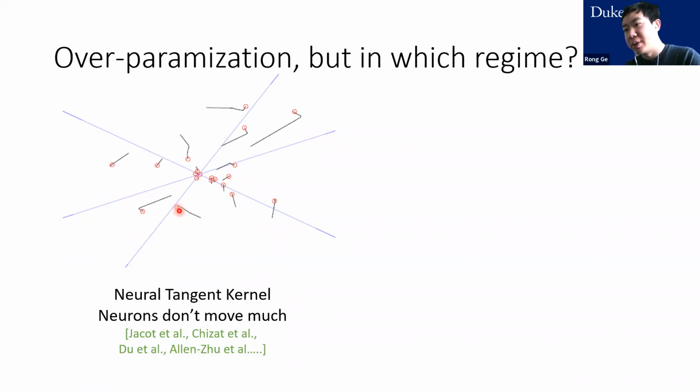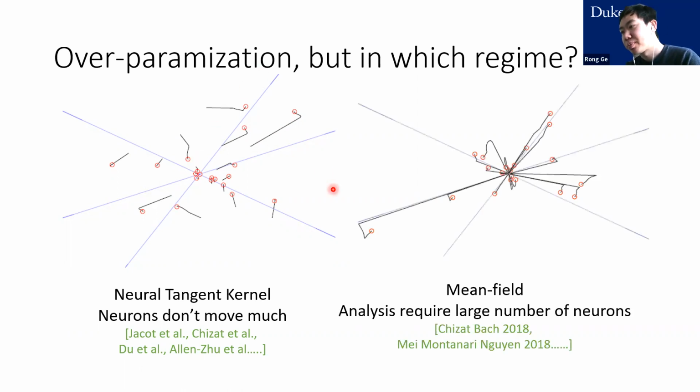these red circles are neurons in the neural tangent kernel regime. We are not in the limit, so they still move a little bit. And the lines are the trajectories of these neurons. And these blue lines are actually ground truth teacher neurons. As you can see, not all the neurons converge in direction to one of the teacher neurons.